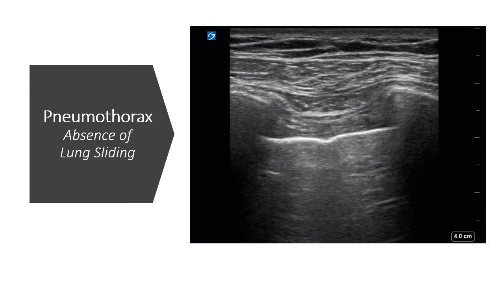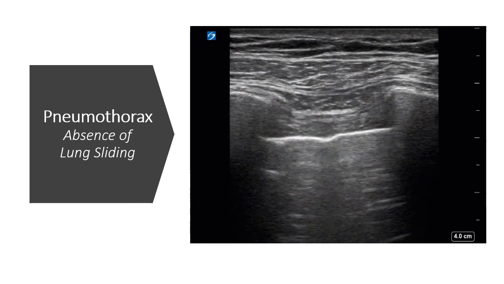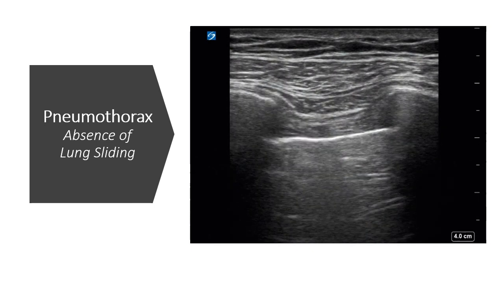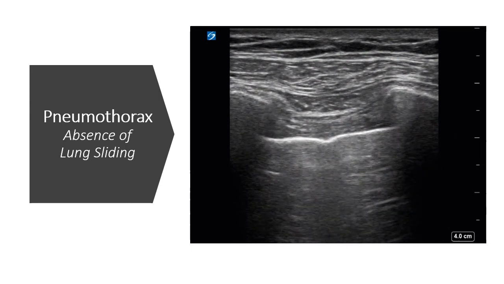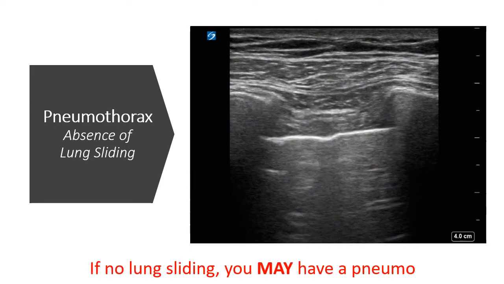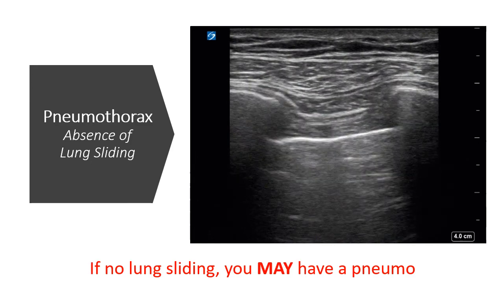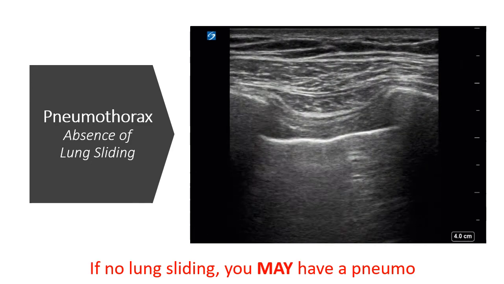But this could be one thing that points you towards perhaps there is a pneumothorax, especially if you think that the lung is actually being aerated. So again, if there's no lung sliding, you may have a pneumothorax.